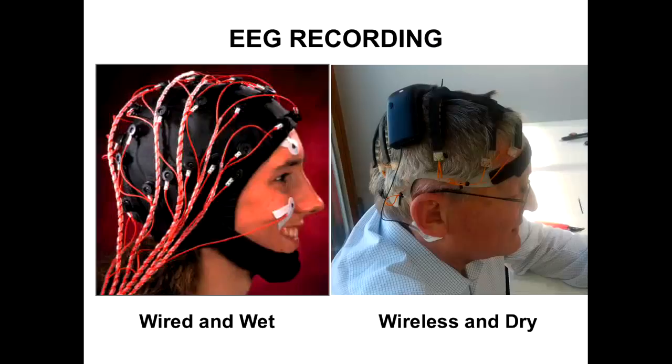And EEG recording, there are two ways to do this. Most is wired and wet, and that's the standard around the world. As I showed you earlier in the first lecture in the class, there are many efforts to develop wireless and dry systems. They basically transmit 200 feet. They transmit wirelessly. You can upload data to the cloud. If you think about it, it opens up a whole new vista in home monitoring.